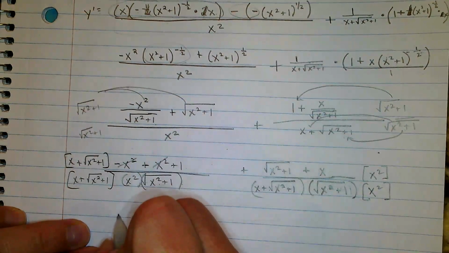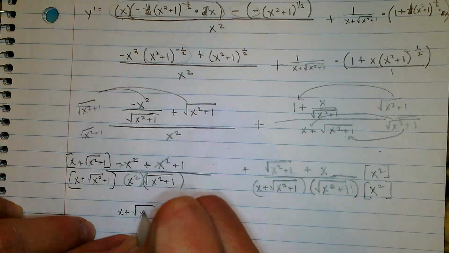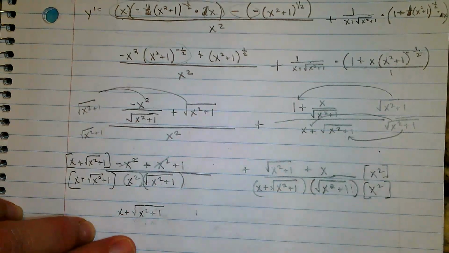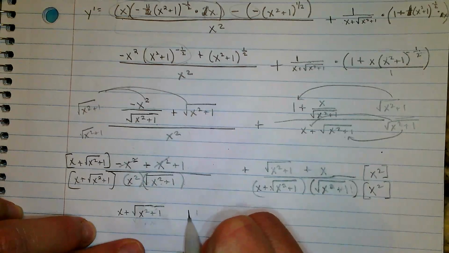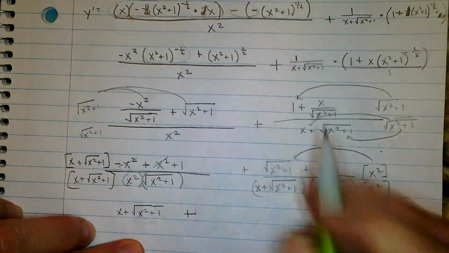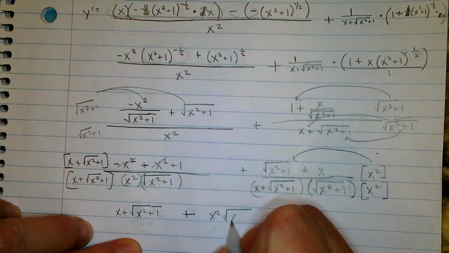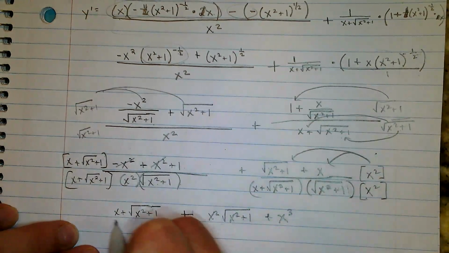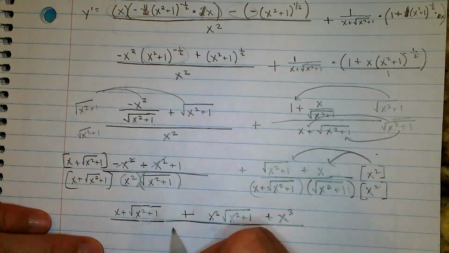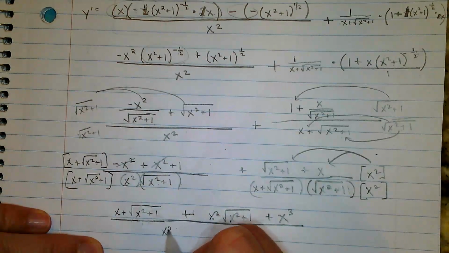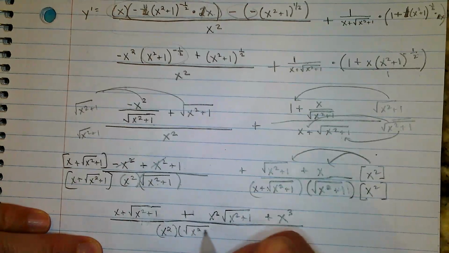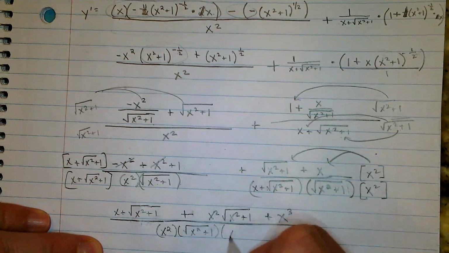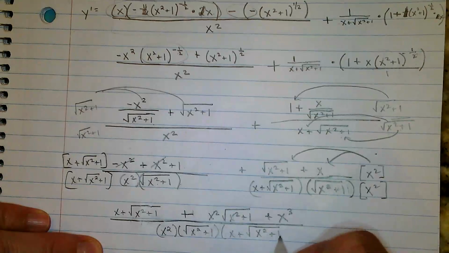So my numerator over here is x plus root x squared plus 1 plus my numerator over here is x squared root x squared plus 1 plus x cubed all over x squared root x squared plus 1 times x plus root x squared plus 1.